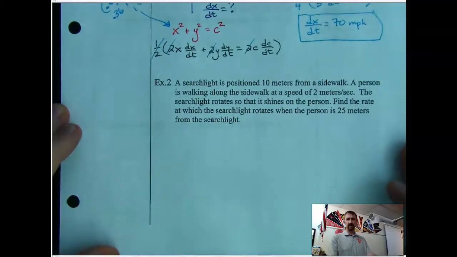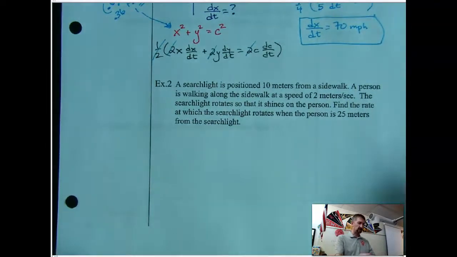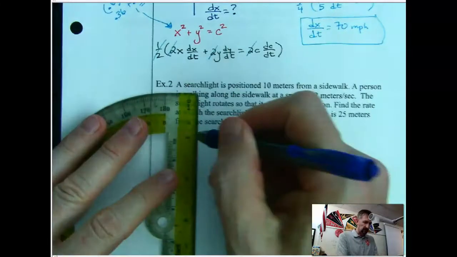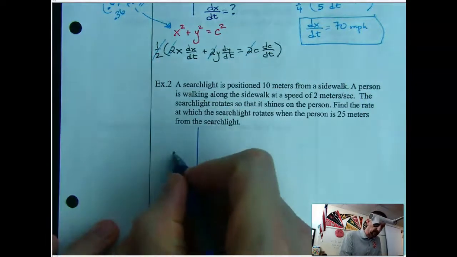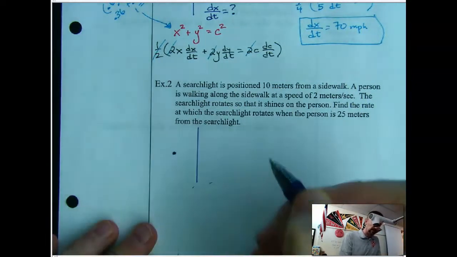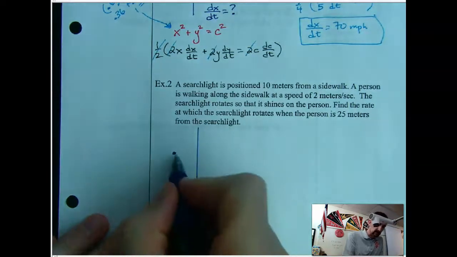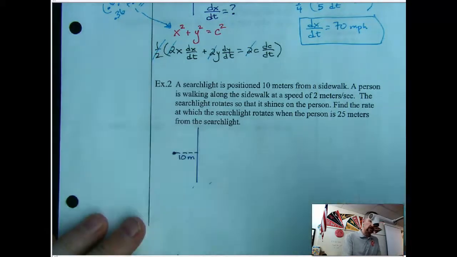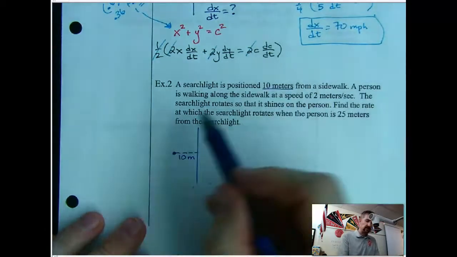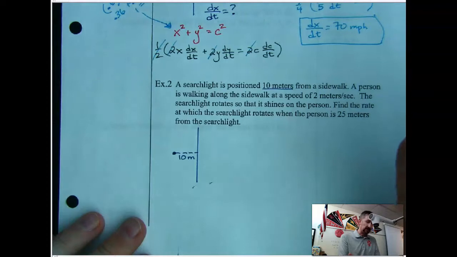A searchlight is positioned 10 meters from a sidewalk. So here's the light, here's the sidewalk. This is 10 meters. A person is walking along the sidewalk at 2 meters per second. The searchlight rotates as it shines on the person. Find the rate at which the searchlight rotates when the person is 25 meters away.